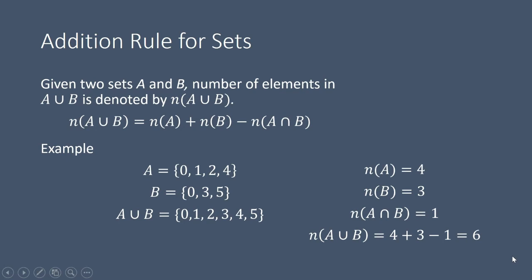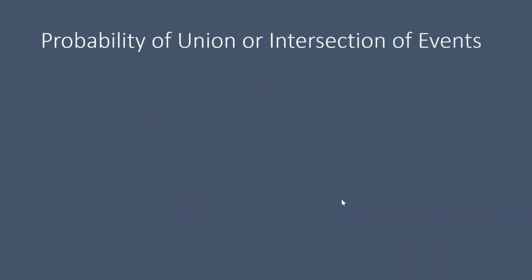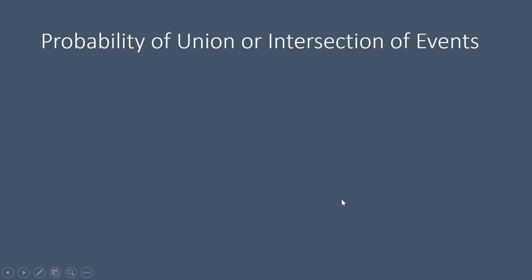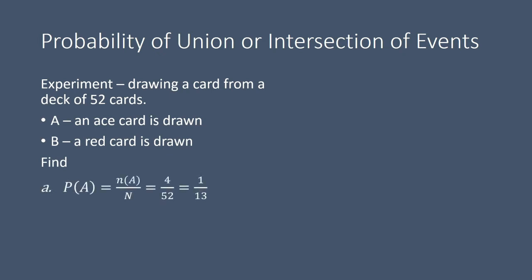The reason why I'm bringing up this notion of the number of elements in a set is because that is how we compute for probability. I hope that you can still recall how we are computing probabilities of events. Again, this is our experiment. We shall draw a card from a deck of 52 cards. What is the probability that the card that is drawn is an ace card?